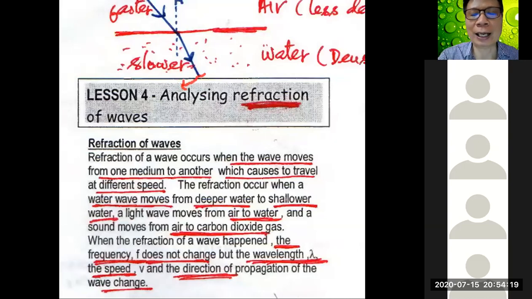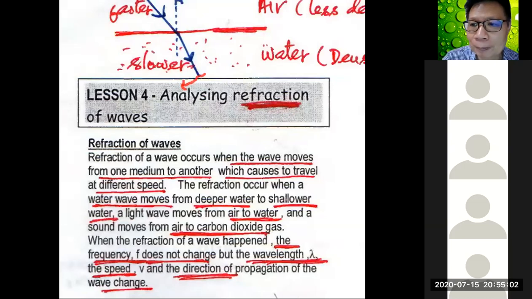Next question: under what condition will light refract? Now Hashini, it is your turn. Under what condition? I cannot hear your answer, can you repeat? When the light moves from air to water. Yes, very good. Move from air to water, different density.